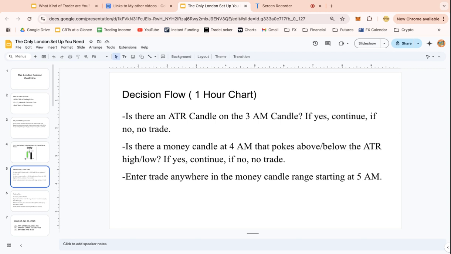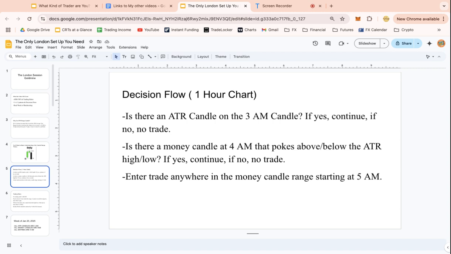So the first thing, is there an ATR candle at the 3 a.m. 1 hour candle? When you put your cursor over the candle that has 3 a.m. on it, is that candle an ATR candle? And I'm going to show you this, so just bear with me. Now, if the answer is yes, we continue, but if not, there's no trade.